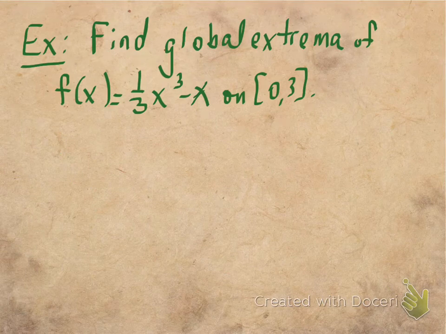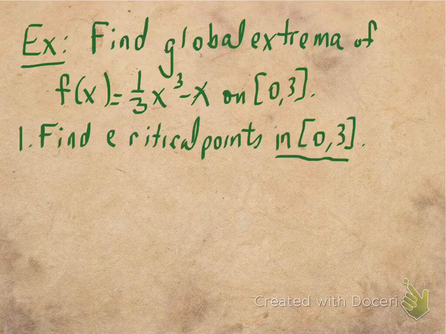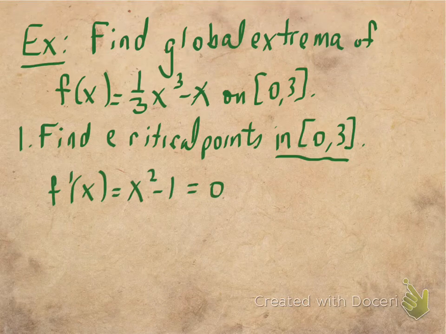So let's see an example of this. Let's find the global extrema of f of x equals 1/3 x cubed minus x on the closed interval from 0 to 3. Step 1. We want to find all the critical points that lie in our interval from 0 to 3. So I take the derivative, it's x squared minus 1. That's a perfectly continuous function, nicely differentiable everywhere as well.